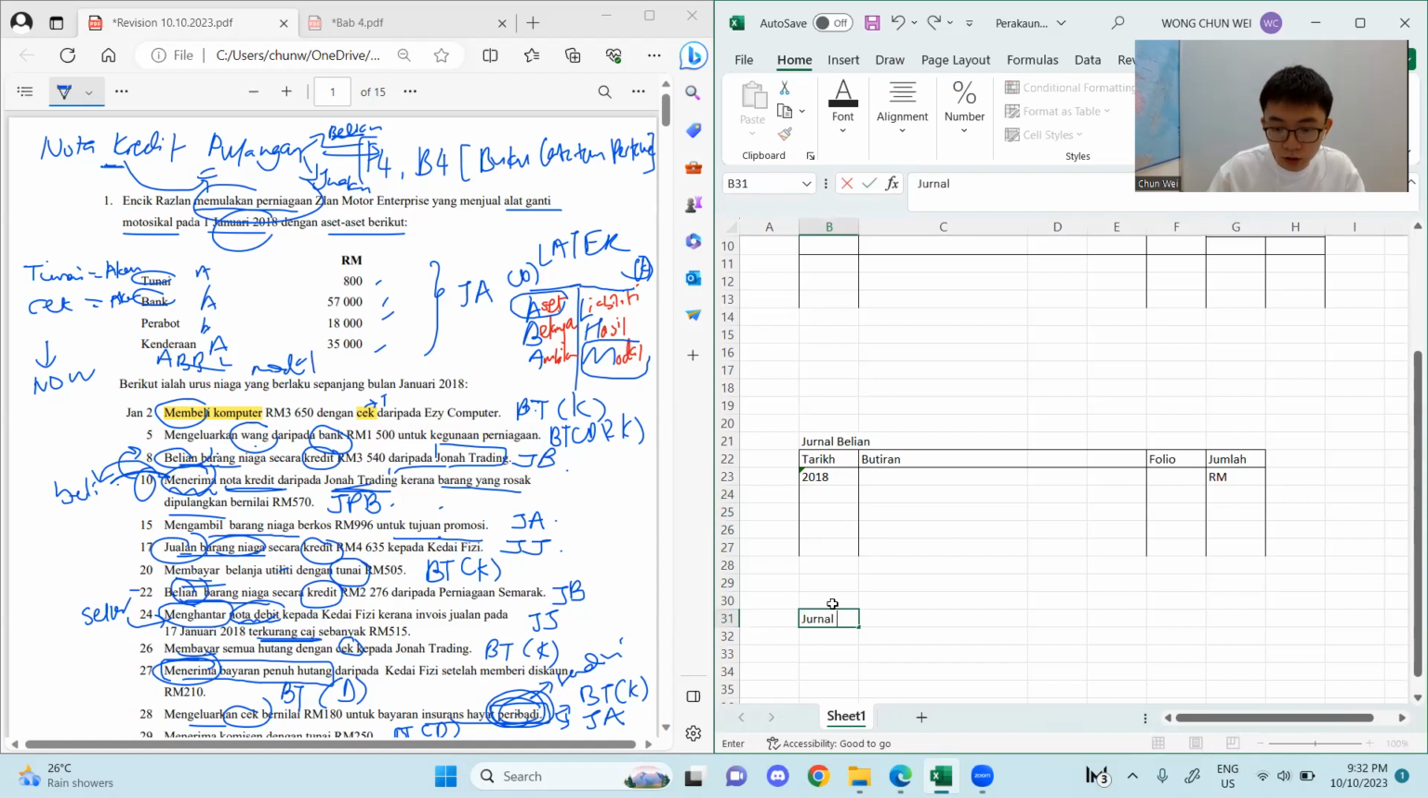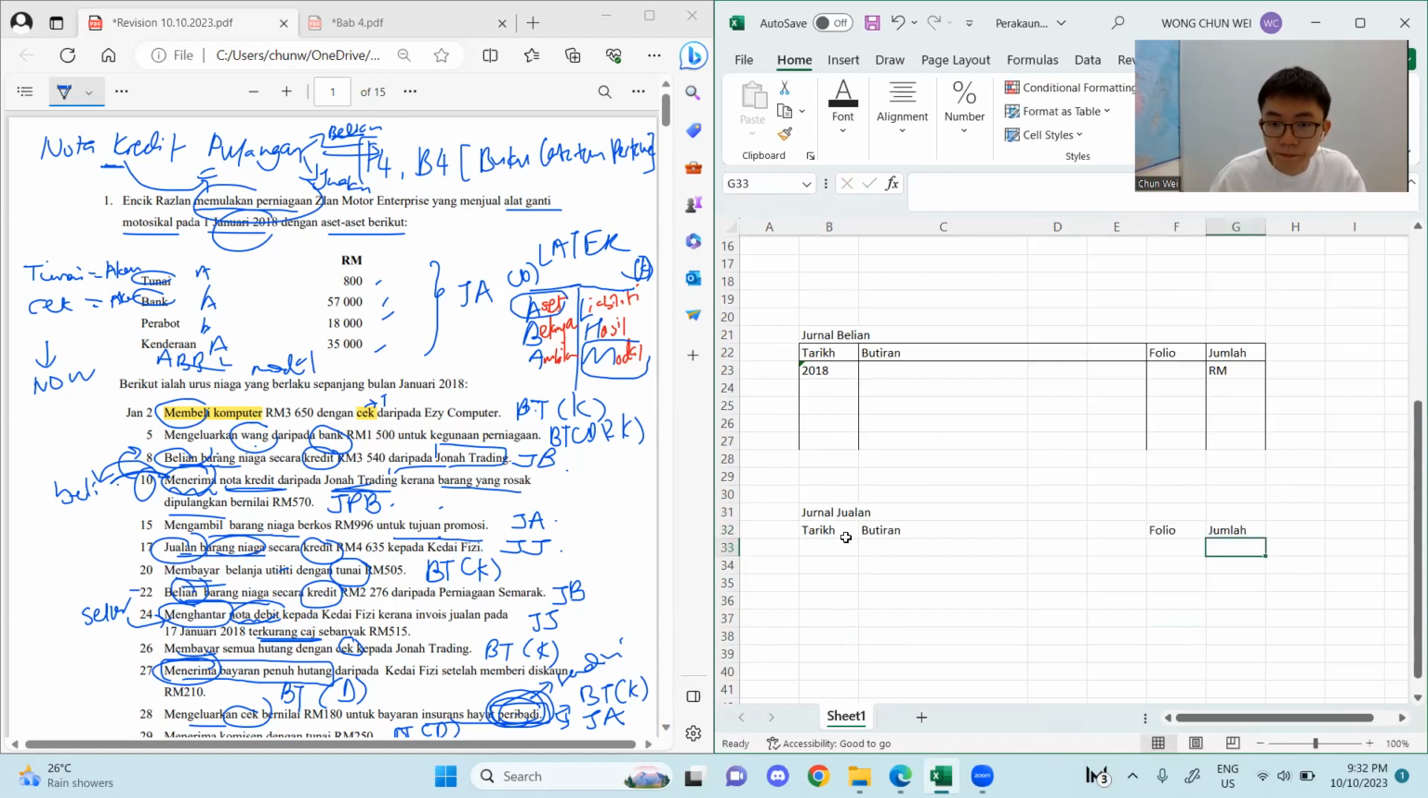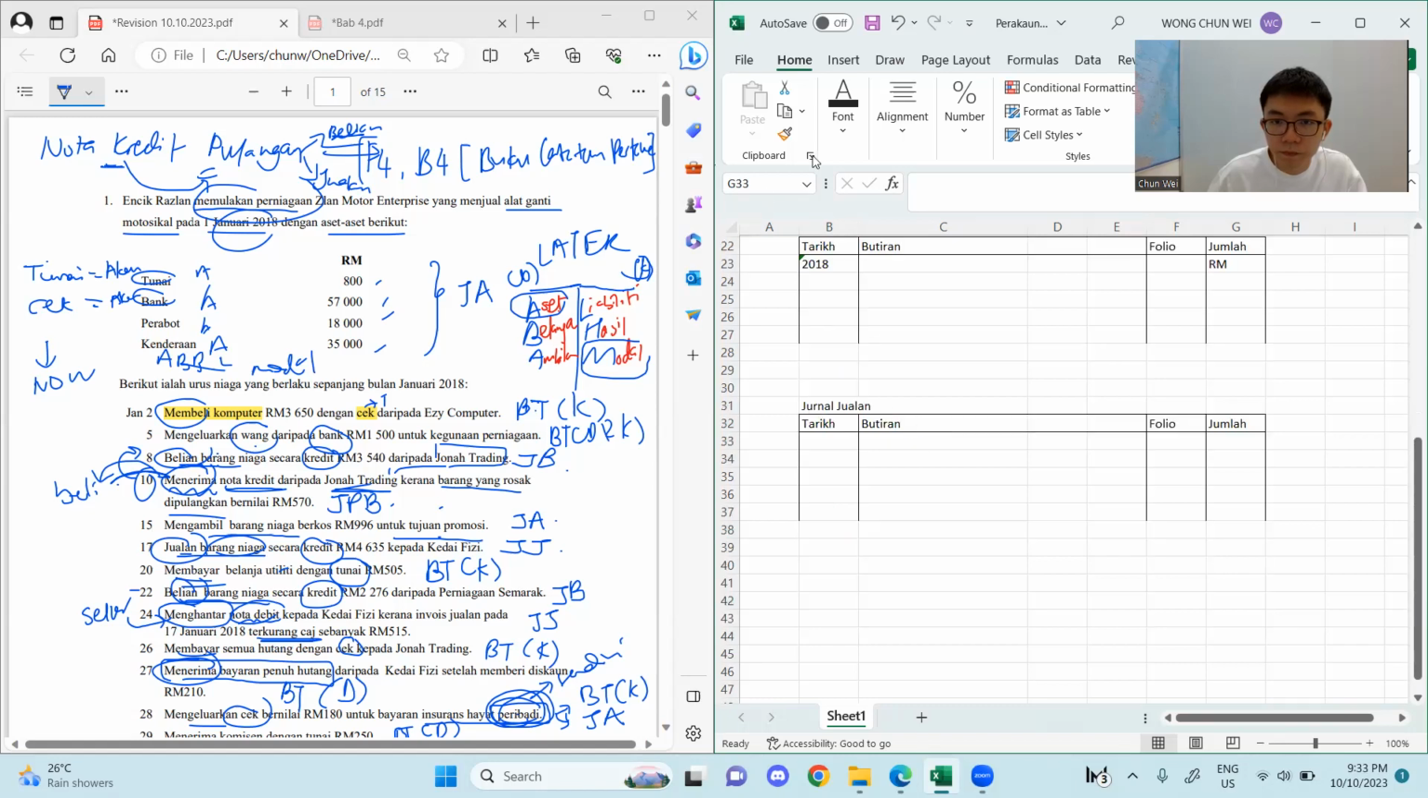Then journal jalan, same thing again: tarikh, butiran, folio, and jumlah. Then again, about 6 to 7 lines, up to you. Agak-agak, okay? Make sure that the spaces you leave are more than the butiran.